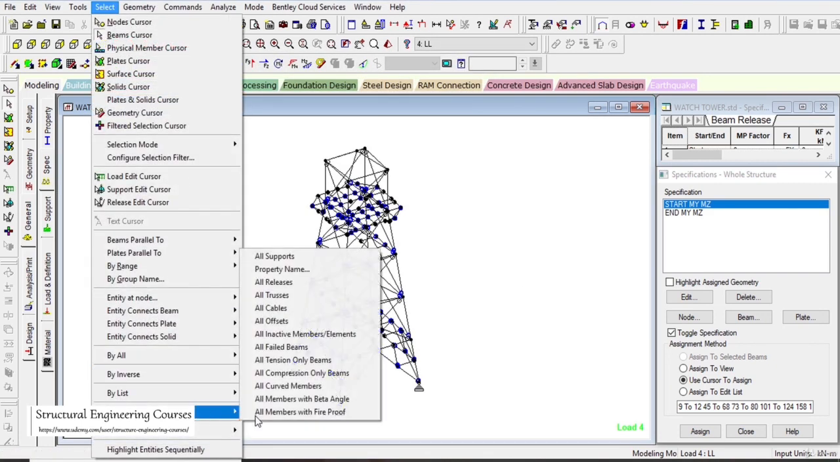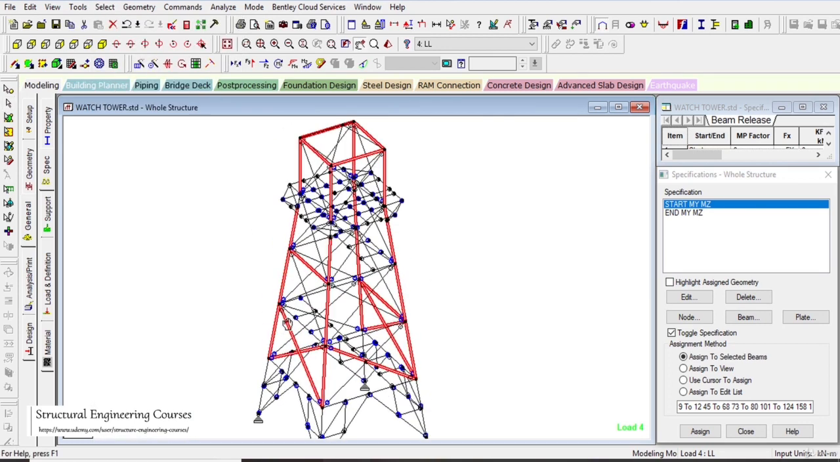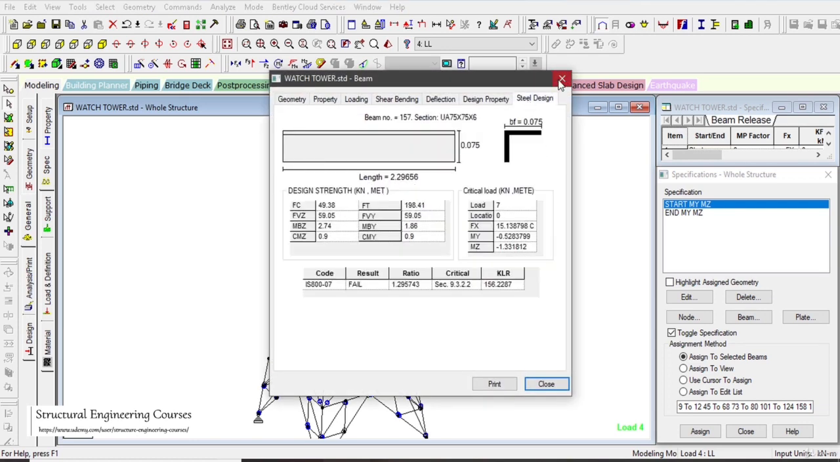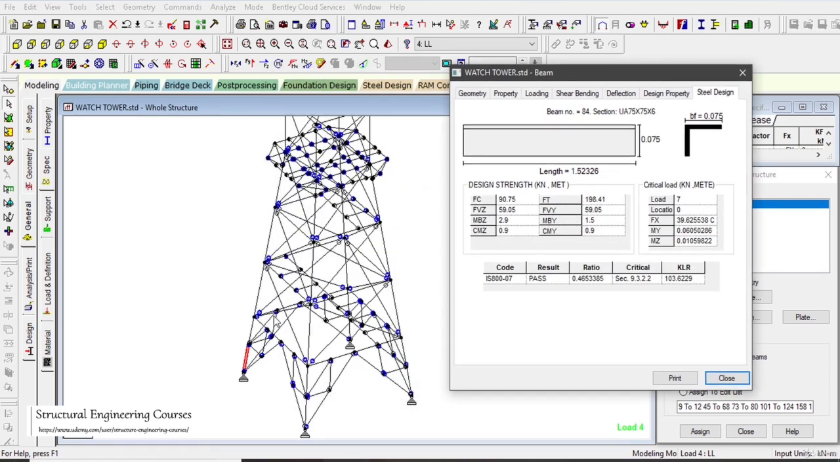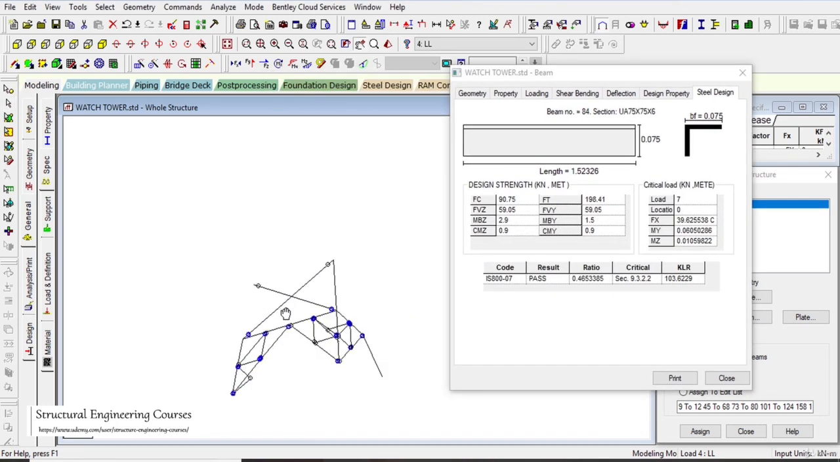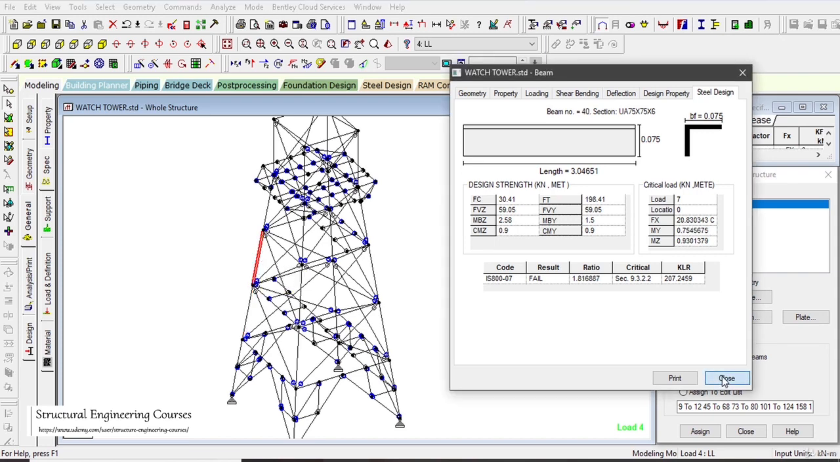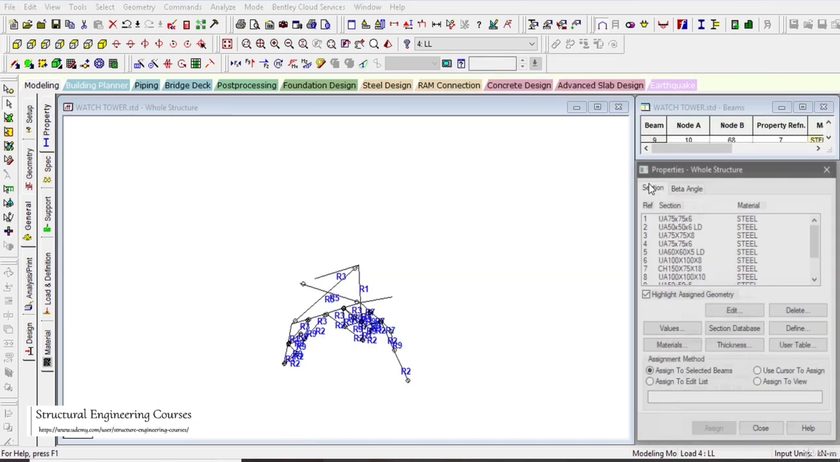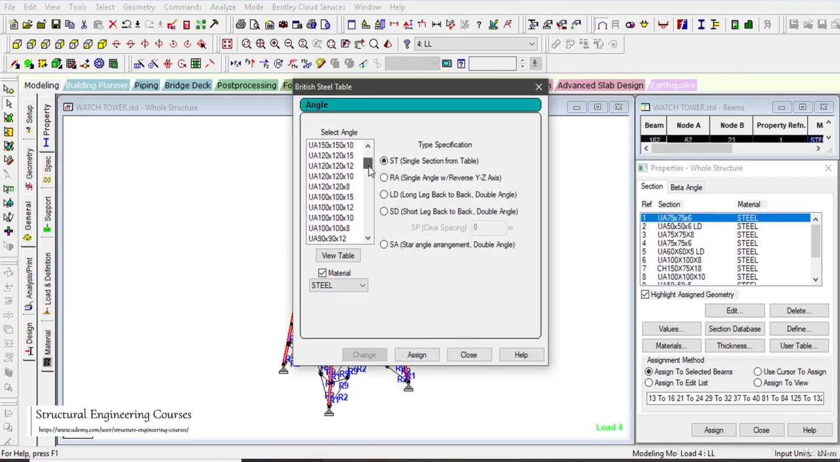You go to select by specifications and all floor beams. So here we can see that this member is failing in the design, because initially we checked only this member here, so this was getting passed, but this member is already getting failed in the design. So what we can do is that we can go to general property, just change it to US 75 75 6 and double angle.